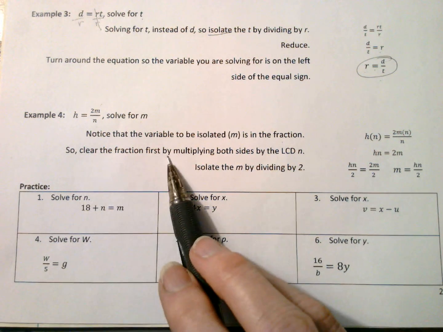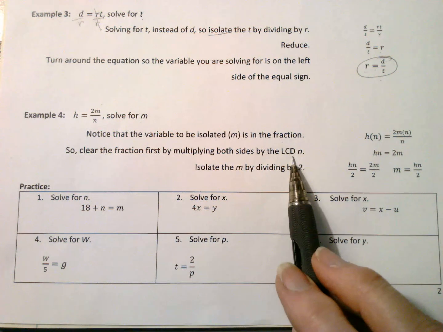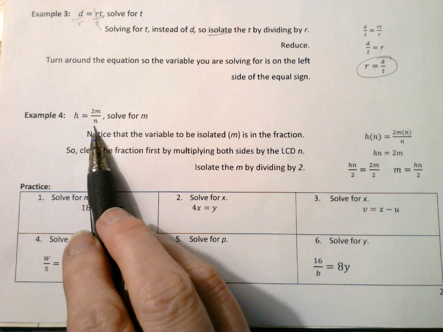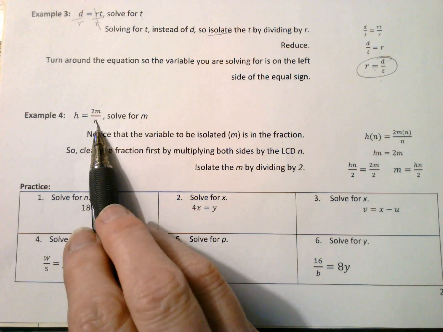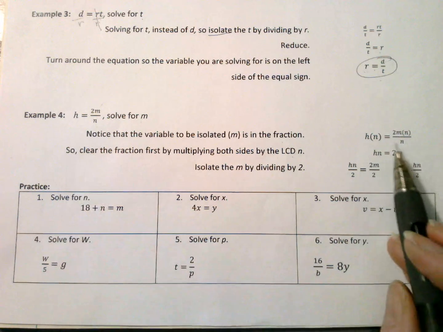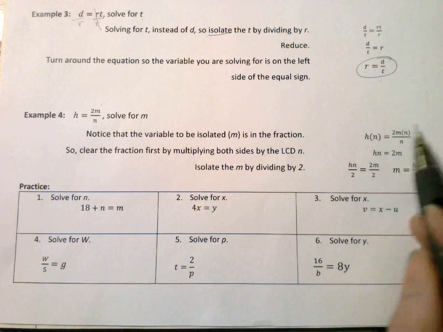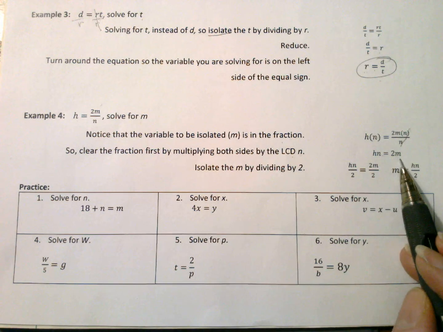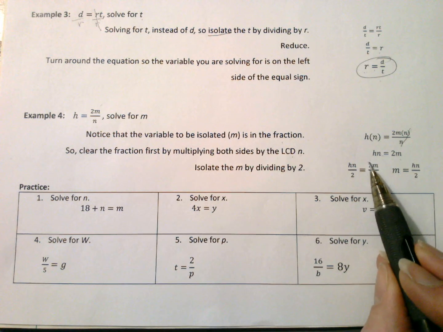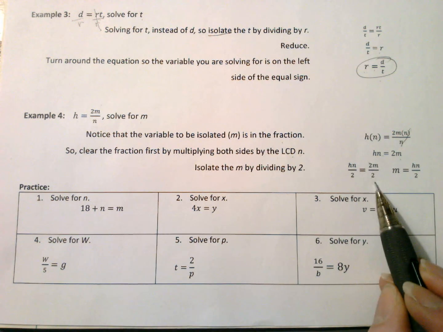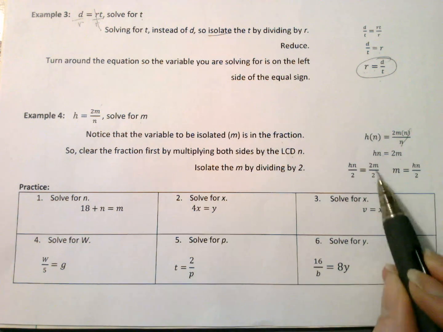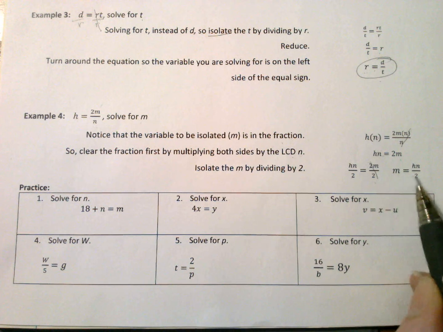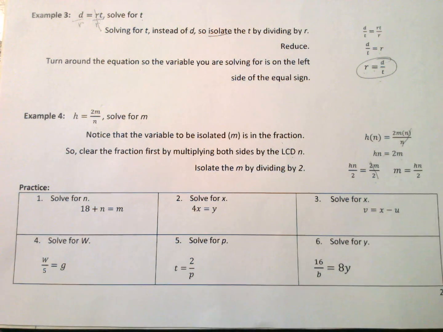So to clear the fraction is by multiplying both sides by the LCD of n. So like anything else, you want to clear the fraction on the bottom by multiplying by itself. So we're going to multiply both sides by n. That gets rid of it and moves it to the other side. And then we got to clear the 2 out. You could do them both at once, but I did them one at a time so it wouldn't be confusing here. So that'll leave you m equals hn over 2.